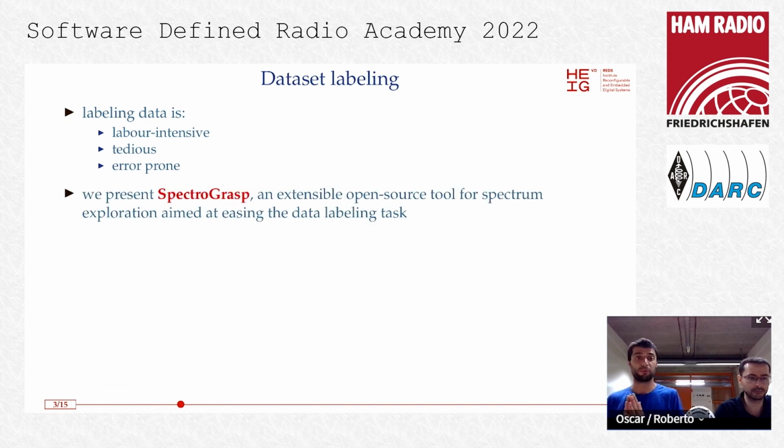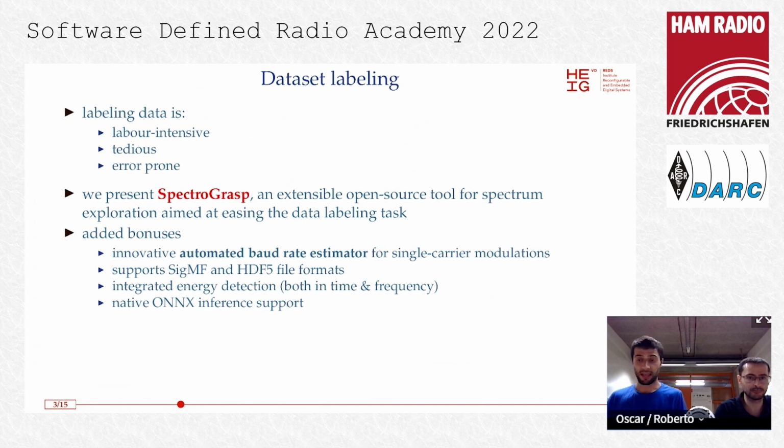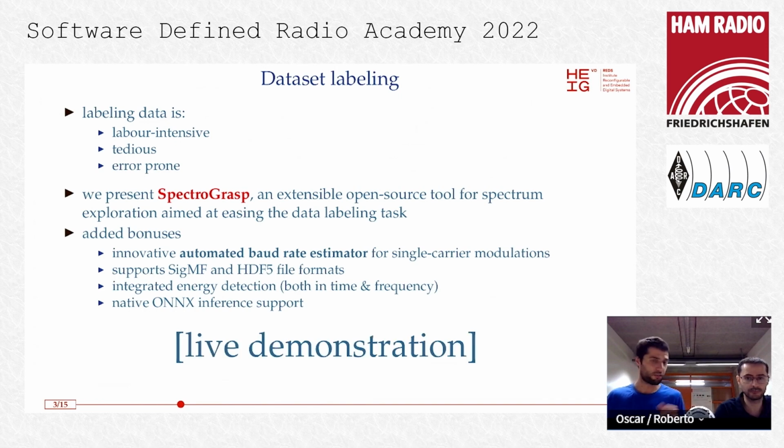In this presentation, we present SpectroGrasp, which is an extensible open-source tool for spectrum exploration, aimed at easing the data labeling task, and which has some added bonuses. It has an innovative automated baud rate estimator for single carrier modulations. It supports SigMF and HDF5 formats, and it has an integrated energy detection system for both time and frequency, and native ONNX inference support. So, Oscar.